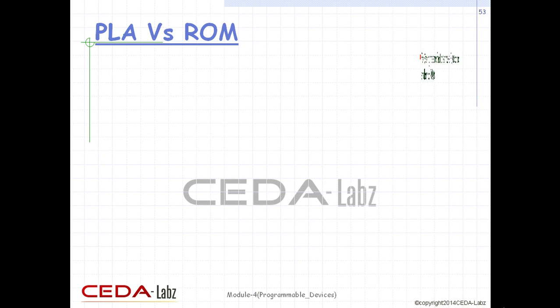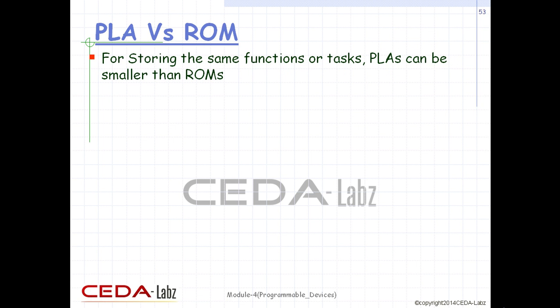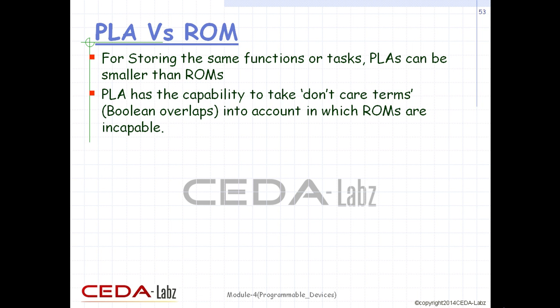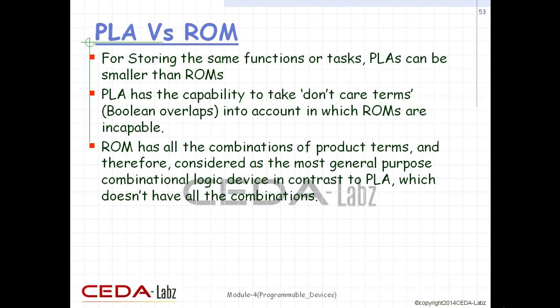The size of PLA compared to ROM is always small if we want to put the same functions in these programmable devices. As PLA has the ability to take don't care conditions into account, as compared to ROM, the size of PLA is small compared to ROM. Since ROM can take all the combinations of product terms, therefore ROM is used as a more general-purpose logic device for combinational logic compared to PLA, which doesn't have all the combinations.